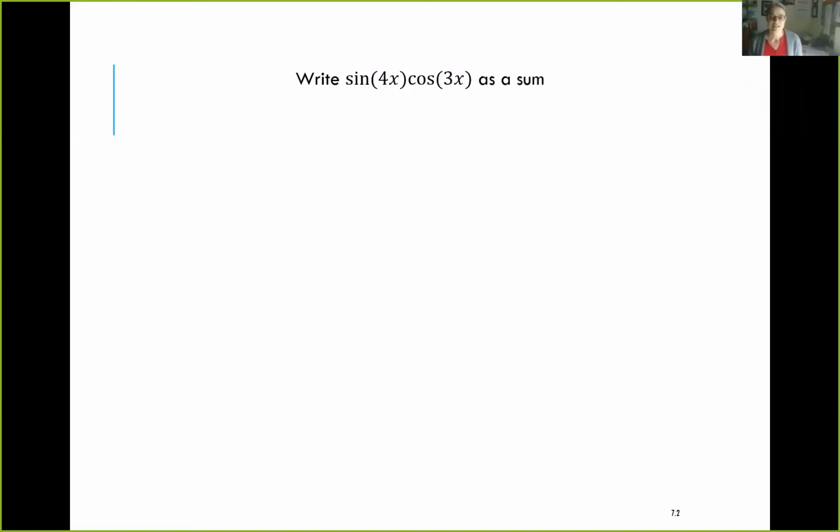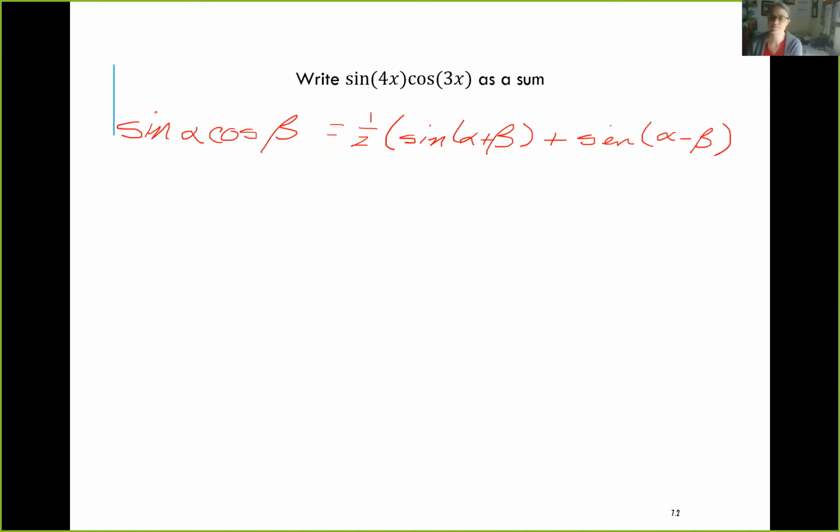So let's take a look at how we would utilize these. We're going to write the sine of 4x times the cosine of 3x as a sum. So we're going to use our identity that tells us that the sine of one angle multiplied by the cosine of another angle is equal to 1/2 of the sine of the sum of the angles plus the sine of the difference of the angles.